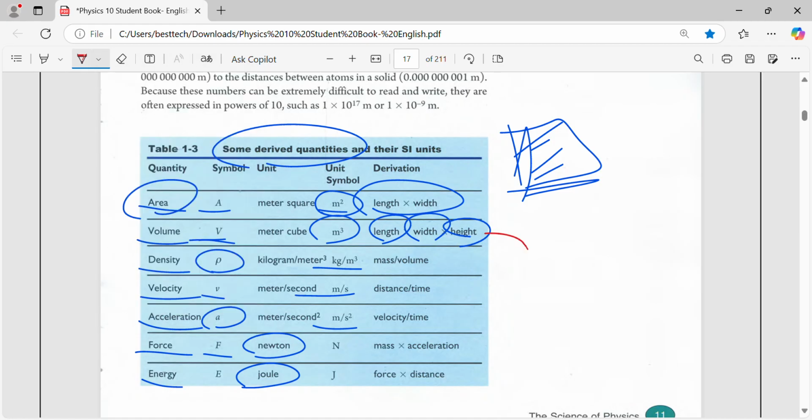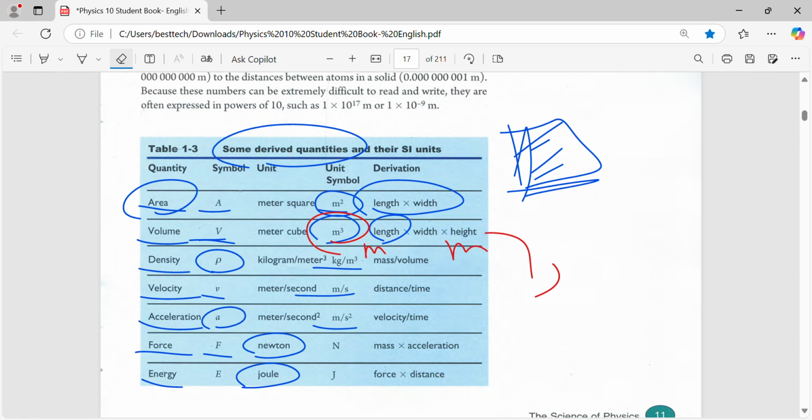Volume, look, same thing. Length times width times height. The length is measured in meters, and with this meter too. We said all length, width, and height are measured by meter. So you have 3 meter times 3 meter times 3 meter, which is going to be meter cubed. Look, so again, according to the previous table, we can get the unit of this table now. So it's called derivation.